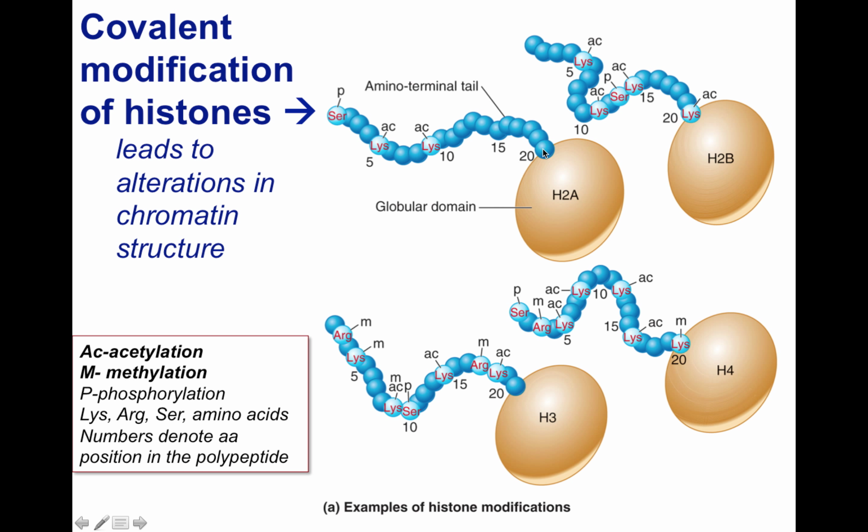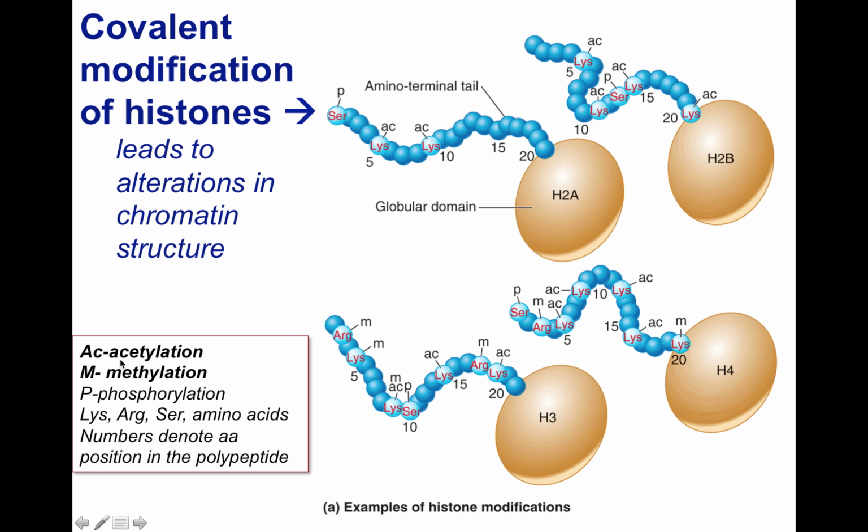So how do we modify the tails of histones to facilitate this compaction or a more open conformation of chromatin? There are several different types of residues on the amino terminal tails that protrude from the globular domains of the histones. Each one of the histones has this amino terminal domain protruding, and lysine, serine, and arginine residues are often the targets for covalent modifications.